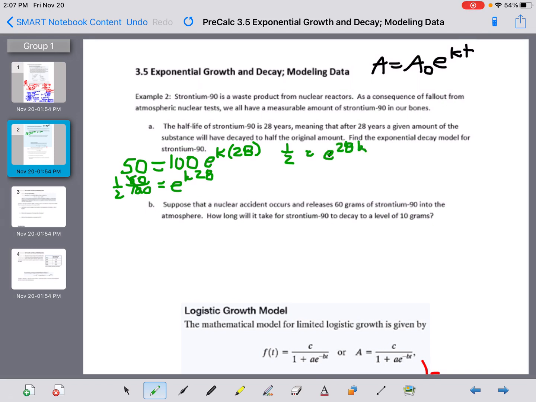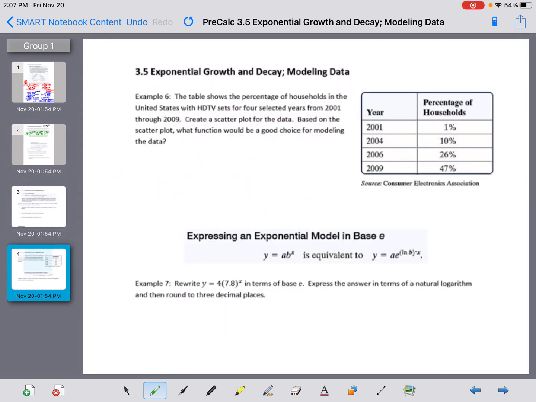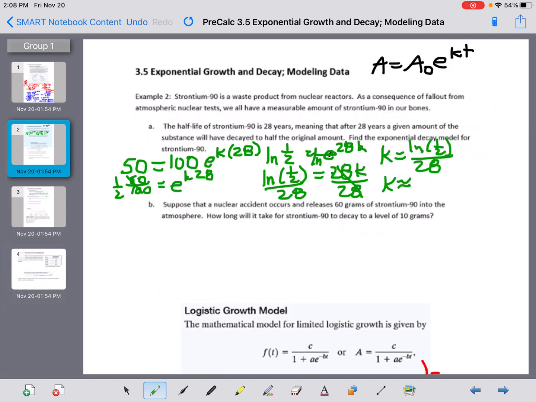All right, solving for k, so let's take the natural log of both sides. So I have the natural log of 1/2 equals, those cancel, 28k. Solving for k, I'm going to divide both sides by 28. All right, that's what I'm plugging in my calculator, right? Natural log of 1/2 divided by 28. Parentheses are important there. I'm on track. I got a negative, right?